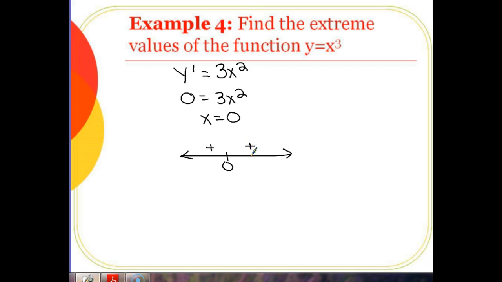Okay, that's the minimum. So if the function is increasing, it's like the last one. Is it absolute min, local min? Graph y equals x cubed. It looks like this. We're trying to determine if 0 is a maximum or a minimum.